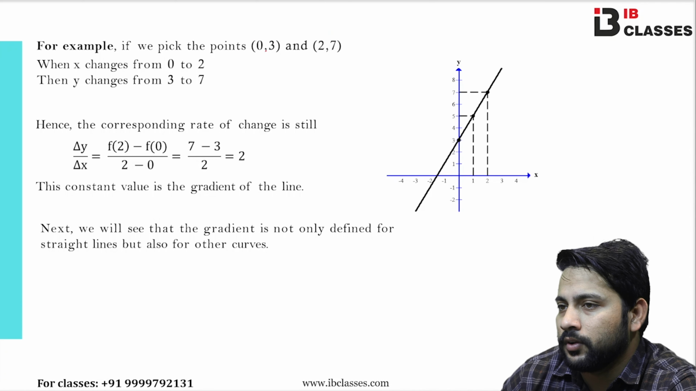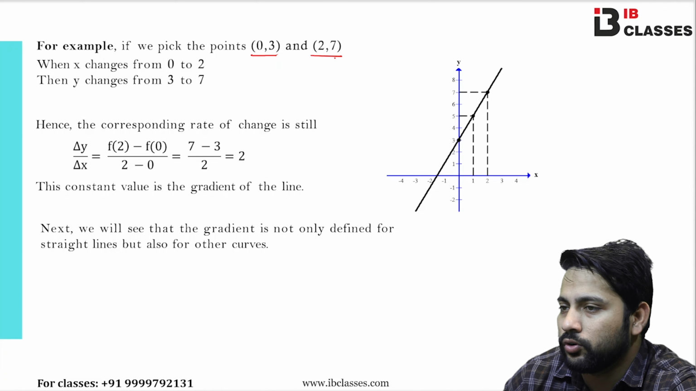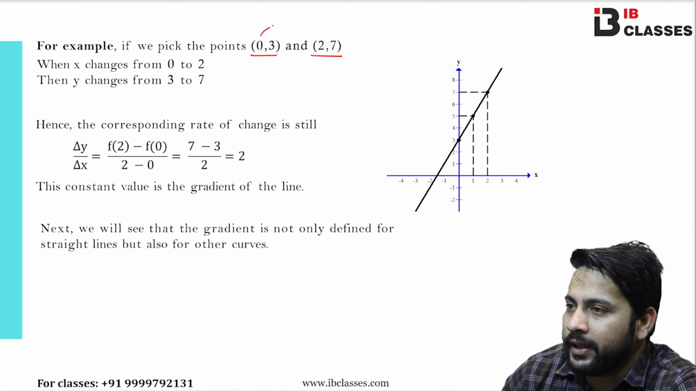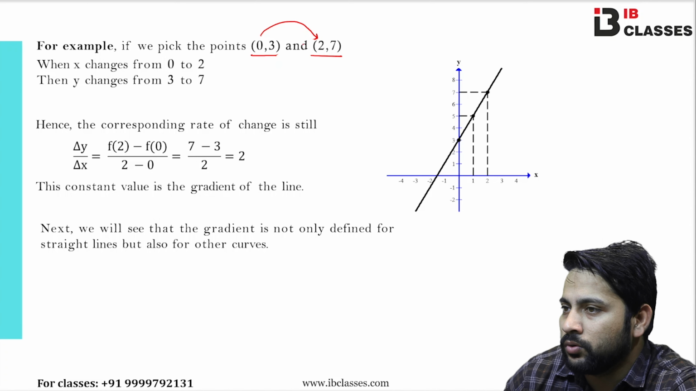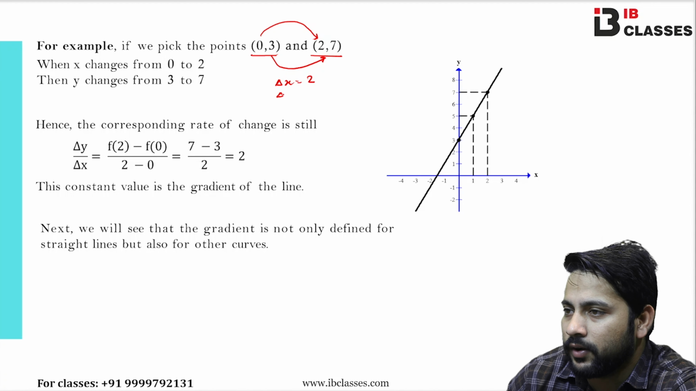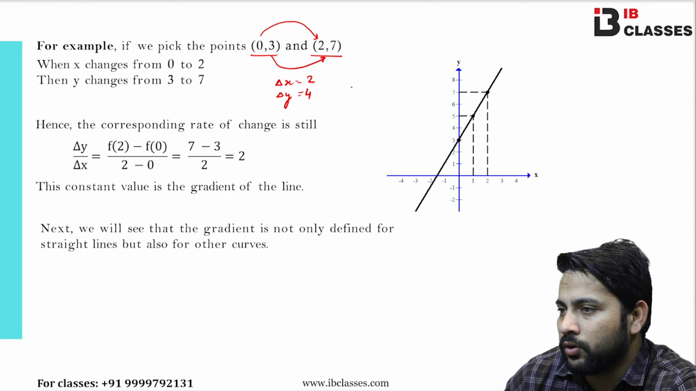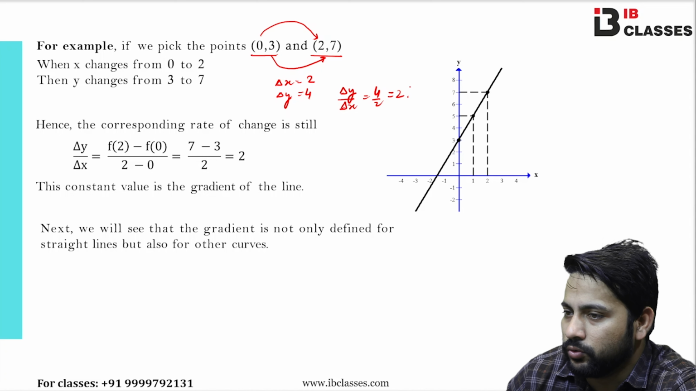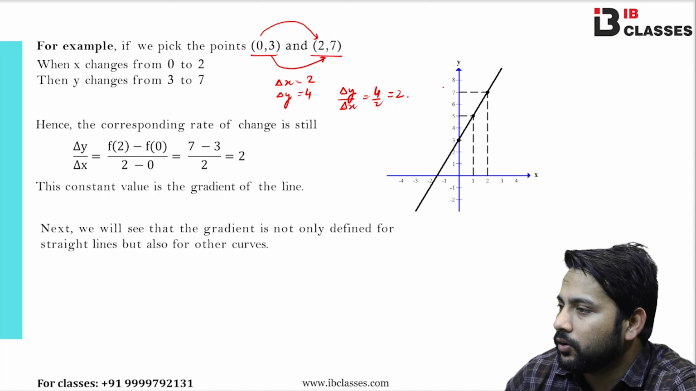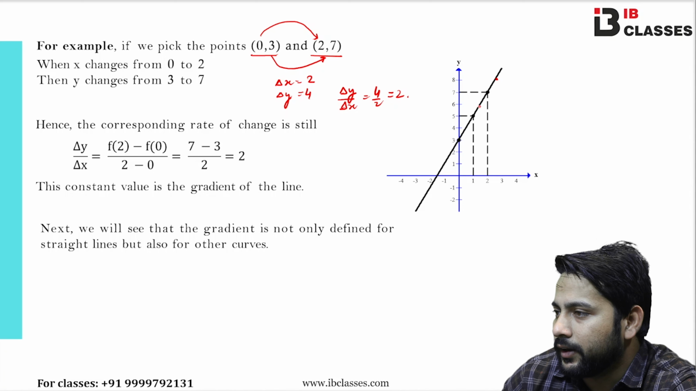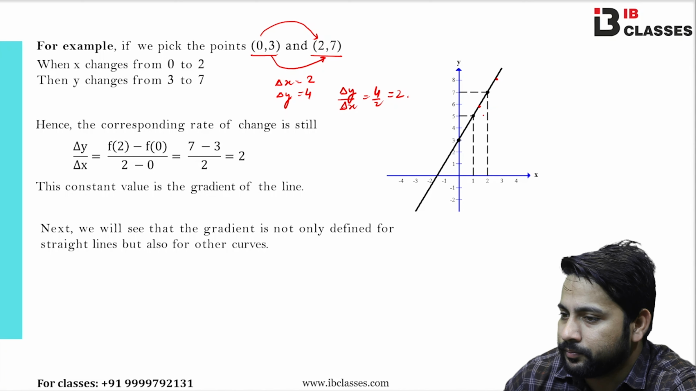For example, if we pick 2 points (0, 3) and (2, 7), when x changes from 0 to 2, then y changes from 3 to 7. This means that delta x equals 2 and delta y equals 4. So delta y over delta x will be 4 by 2, which equals 2. If we take any other point on the same line, our gradient will be the same.